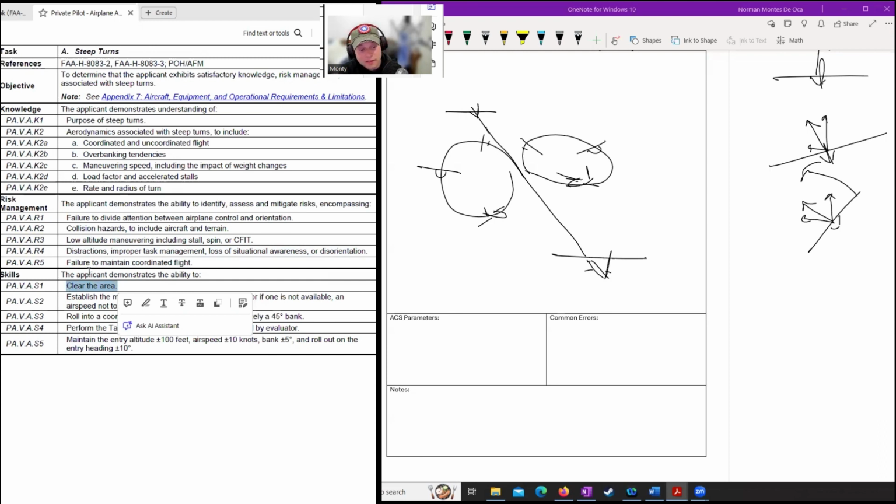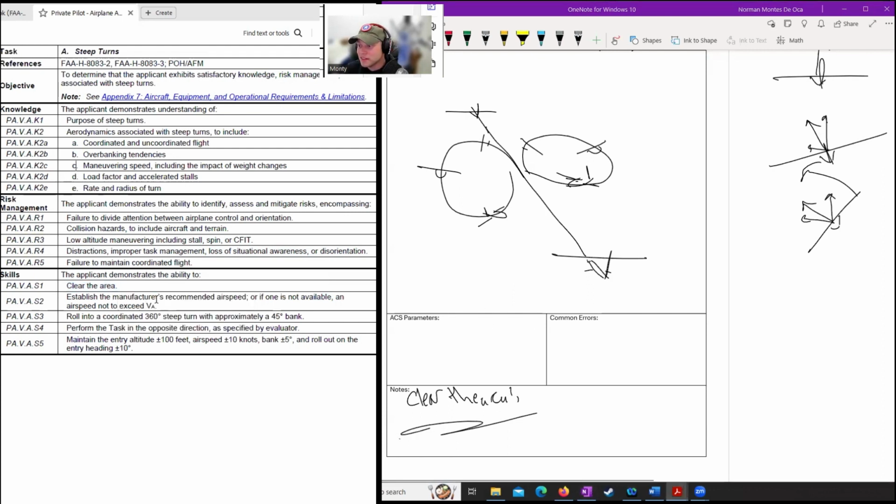Notes. Where's my pen? There it is. Clear the area first. Right? Look at that beautiful handwriting. Oh my gosh. Establish the manufacturer's recommended airspeed, or if one is not available, an airspeed not to exceed VA. Roll into a coordinated 360-degree steep turn with approximately 45 degrees of bank. And that's going to be here, right? So clear the area, at or below VA, 360-degree turn, 45 degrees of bank.